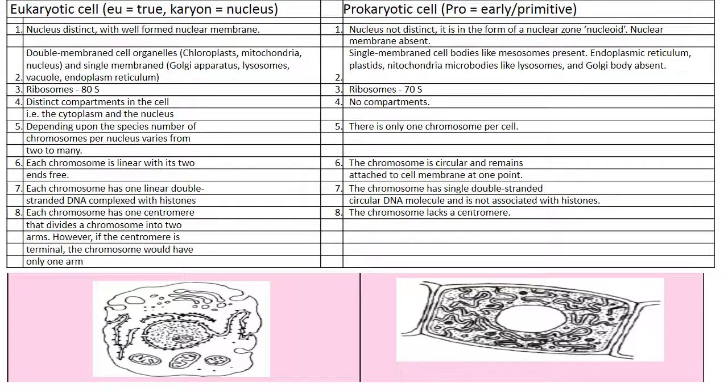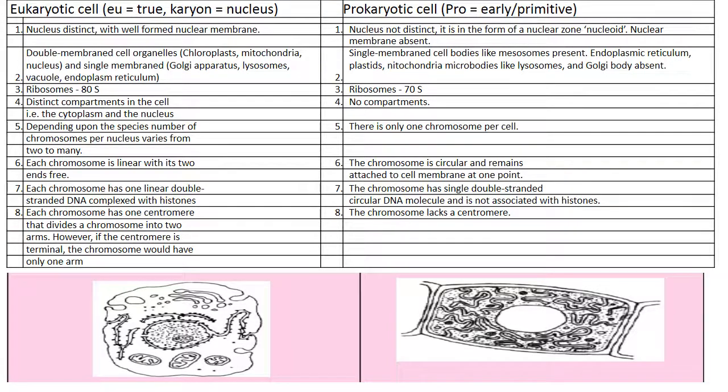In prokaryotes, the nucleus is not distinct. It is in the form of a nuclear zone, that is nucleoid. Nuclear membrane is absent. In eukaryotes, the nucleus is distinct with a well-formed nuclear membrane. Prokaryotic cells are single membraned; cell bodies like mesosomes are present, while endoplasmic reticulum, plastids, mitochondria, microbodies like lysosomes and Golgi body are absent.